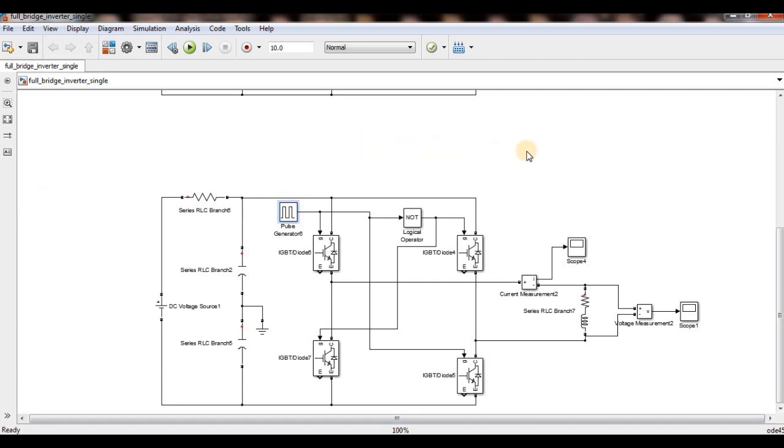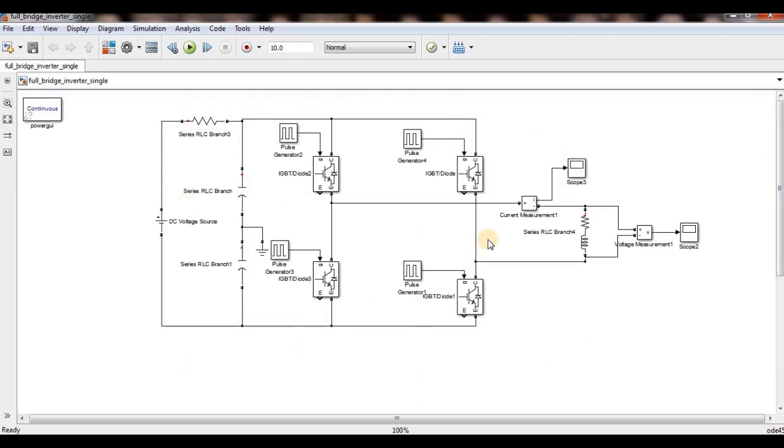The PWM technique is presented in another video. In that video I will show you how we use the PWM technique for R load and RL load. So this is our video for the single phase full bridge inverter.